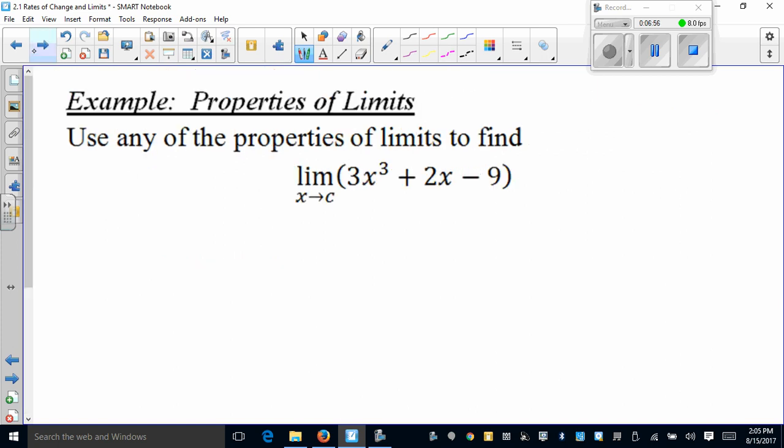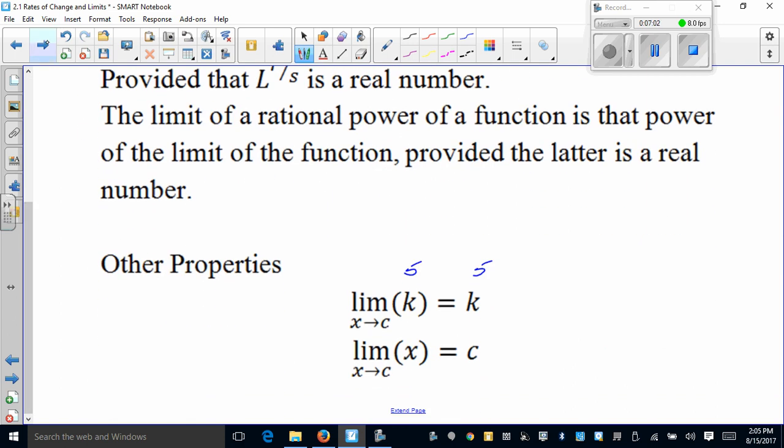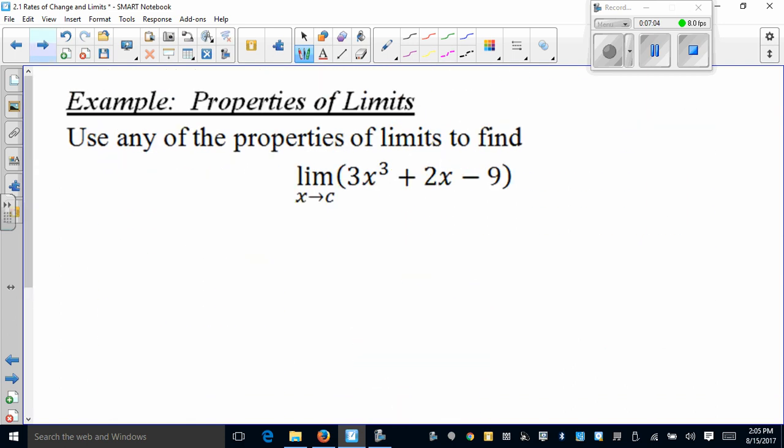I want the limit as x approaches c of this function. Now, one of the things we can do is break these up individually. The limit as x approaches c of 3x cubed plus the limit as x approaches c of 2x. But let's not get difficult. Let's just simply do it. Substitution, we're going to change all of our x's to c. So the limit as x approaches c of this function is 3c cubed plus 2c minus 9. That is that basic idea of limits, is just adding them in.